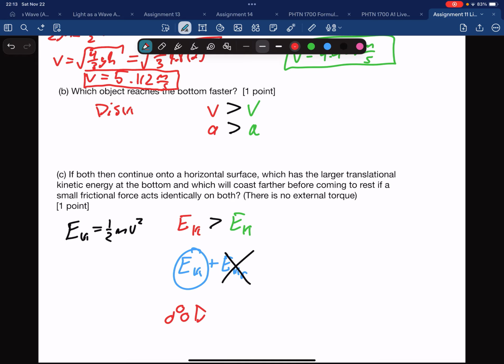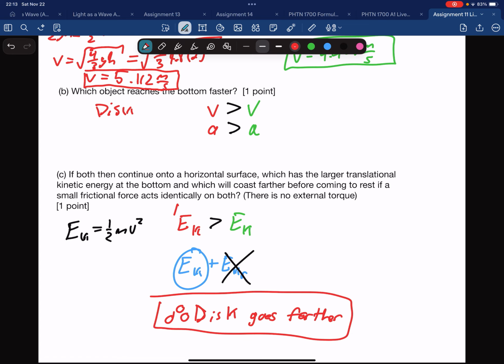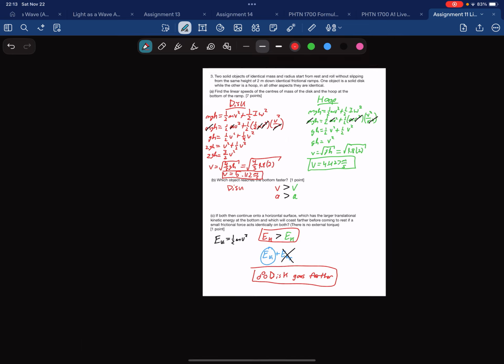That is the disk. So the disk goes farther. So that was question 3.